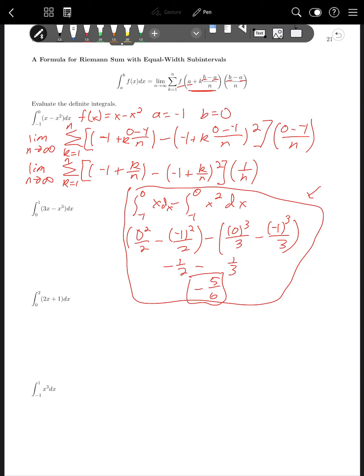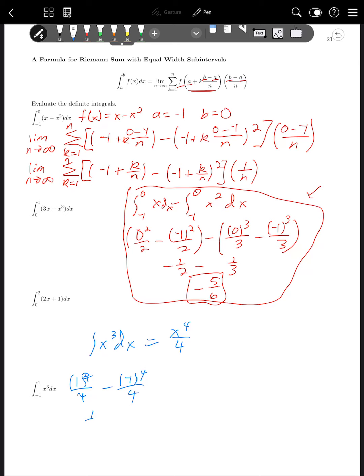We haven't talked about x cubed yet, but we've seen that the pattern is to use the indefinite integral. So what is the indefinite integral of x cubed dx? Well, we did that in the last chapter, right? You add 1 to the exponent and then divide by that number. So this would be x to the 4th over 4. And so to do this definite integral, I would just plug in b minus a into this function. So it would be 1 to the 4th over 4 minus negative 1 to the 4th over 4.